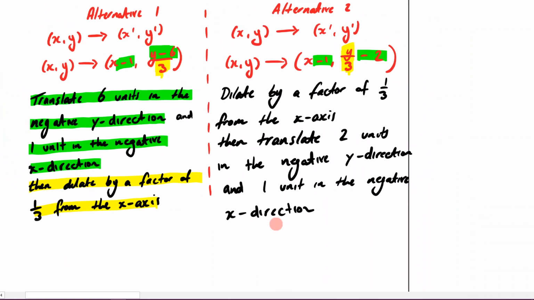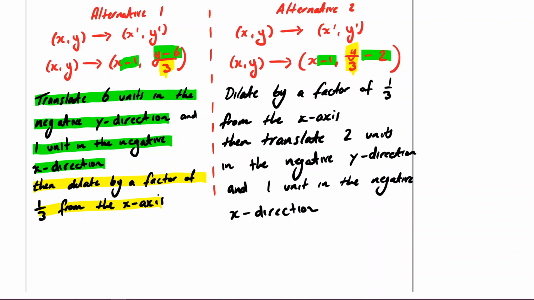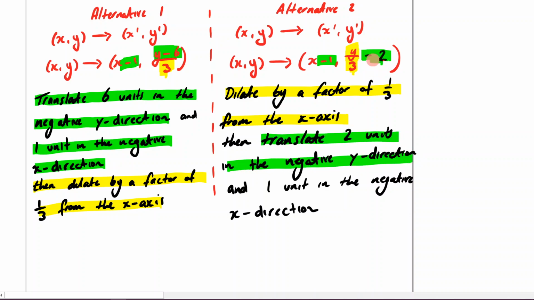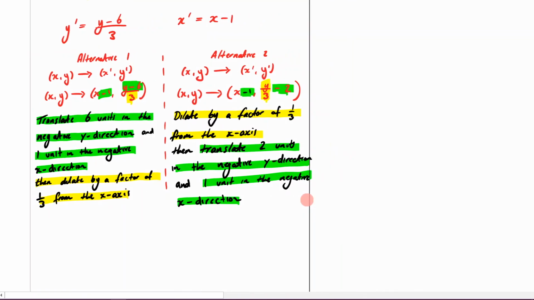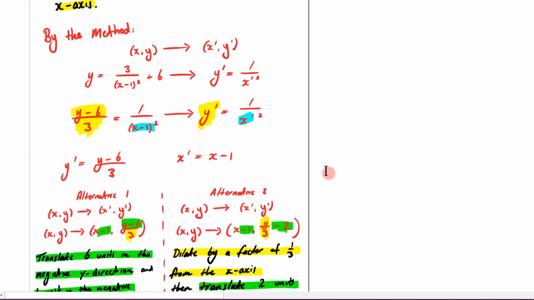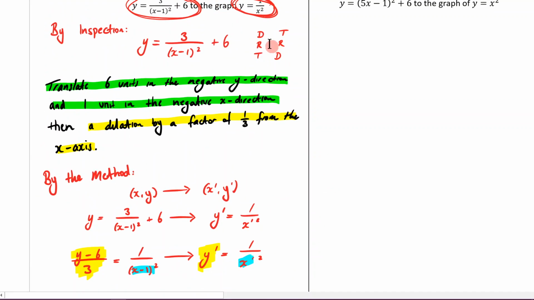Okay, so let's now just stop and look at what we did there. I first dilate by a factor of 1/3 from the x-axis because that's the first thing that happens to my y there. And then I translate 2 units in the negative y direction because of this, and 1 unit in the negative x direction because of that. Hopefully that makes sense and explains why the order can be different, and explains why we read the translations off here first rather than the dilations.